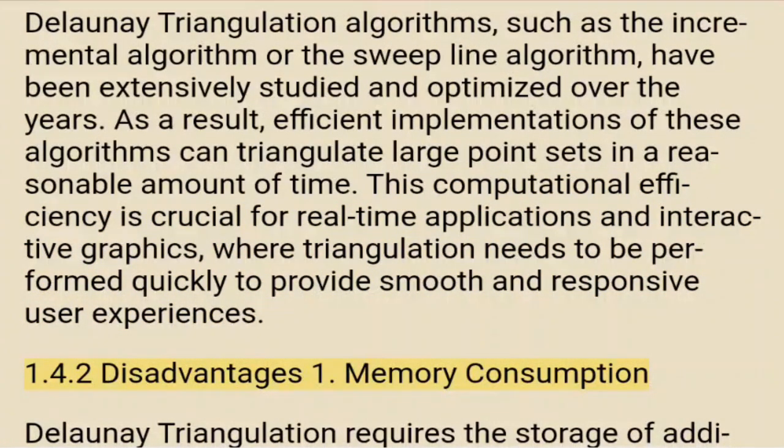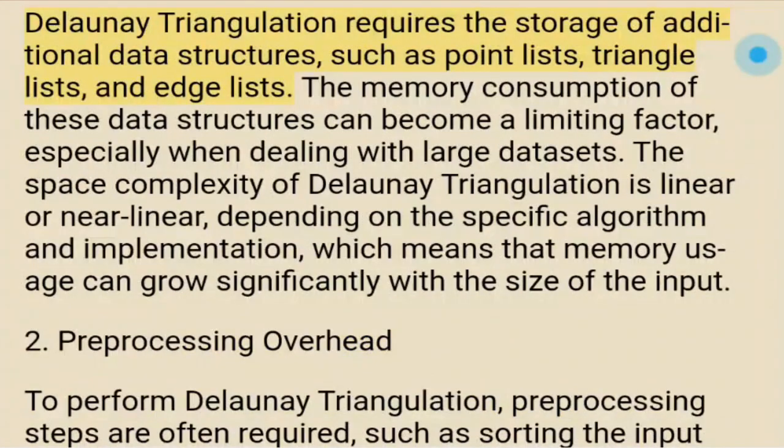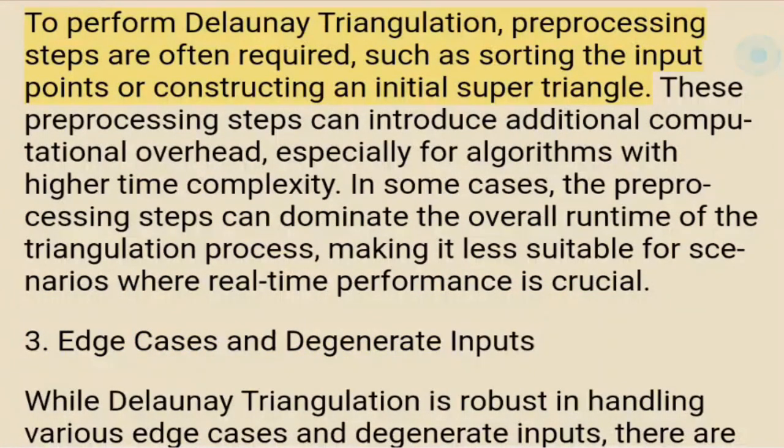1.4.2 Disadvantages. 1. Memory consumption. Delaunay triangulation requires the storage of additional data structures, such as point lists, triangle lists, and edge lists. The memory consumption of these data structures can become a limiting factor, especially when dealing with large datasets. The space complexity of Delaunay triangulation is linear or near-linear, depending on the specific algorithm and implementation, which means that memory usage can grow significantly with the size of the input. 2. Preprocessing overhead. To perform Delaunay triangulation, preprocessing steps are often required, such as sorting the input points or constructing an initial super triangle.